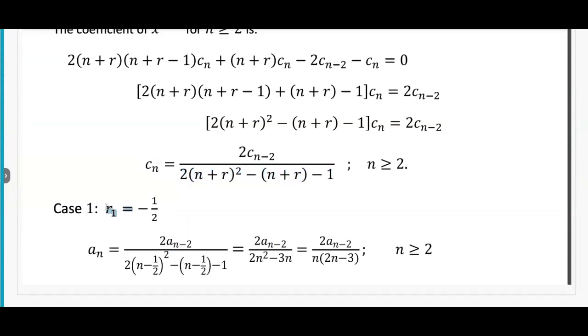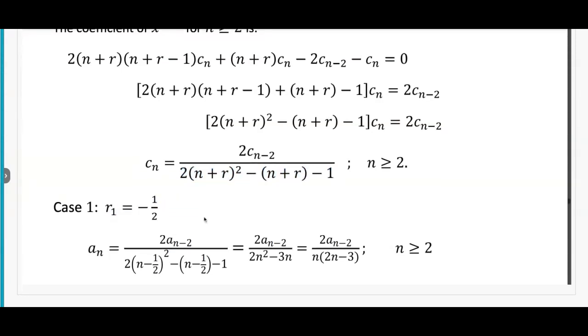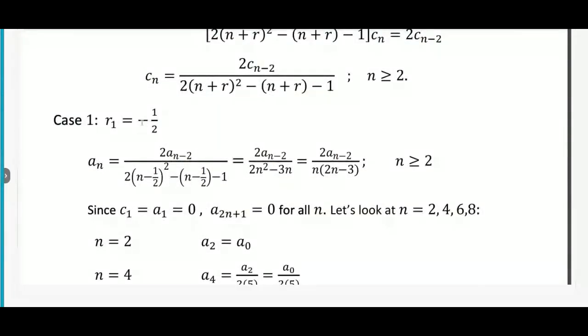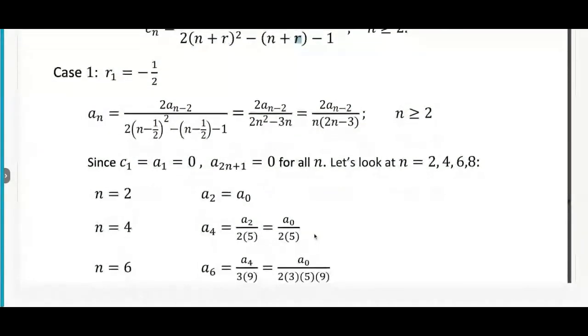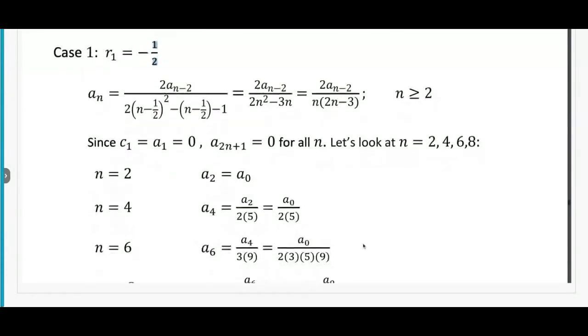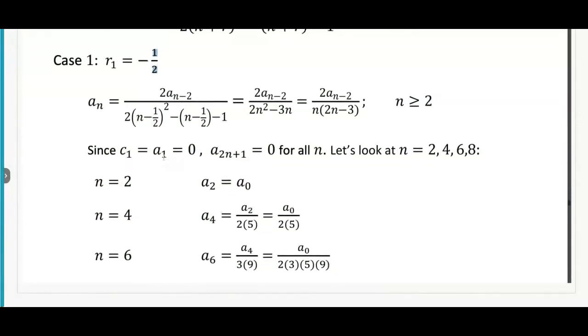Now we have two solutions, -half and 1. So we just plug back in -half for r. Tedious calculation. Because we're trying to find out the relationship among the terms when r equals -half.